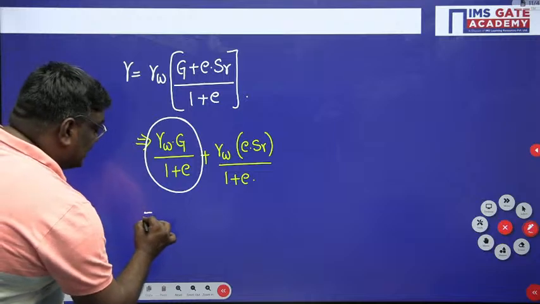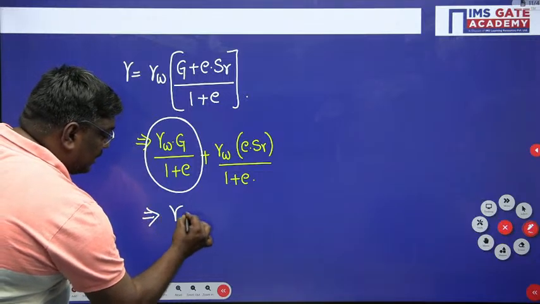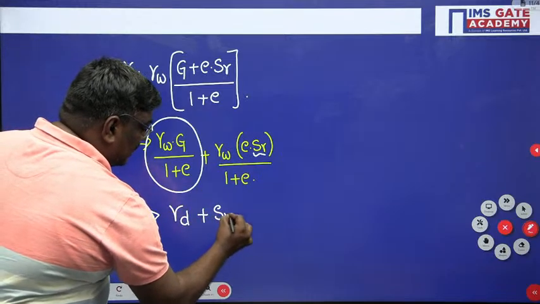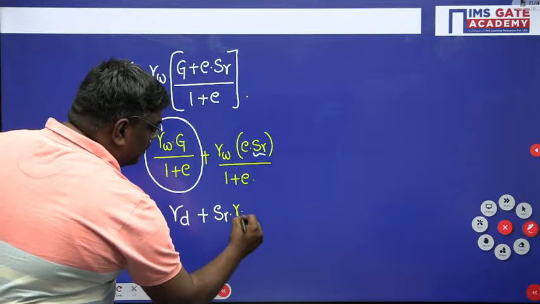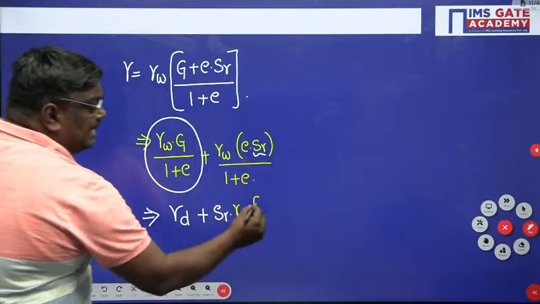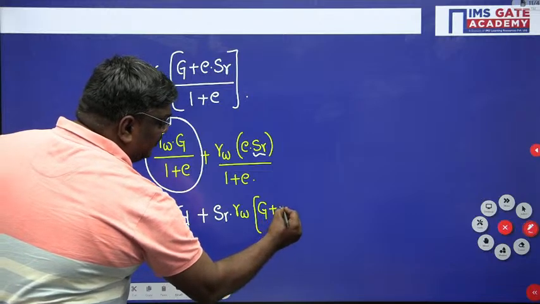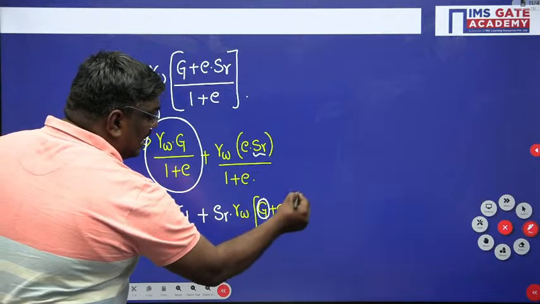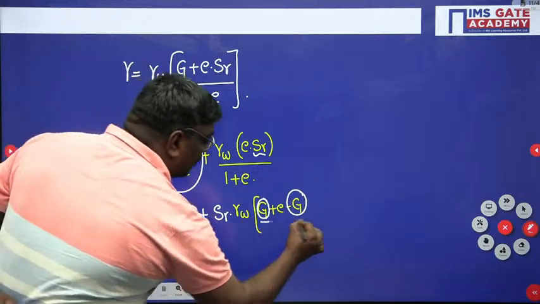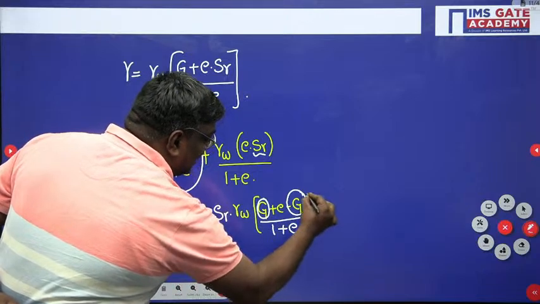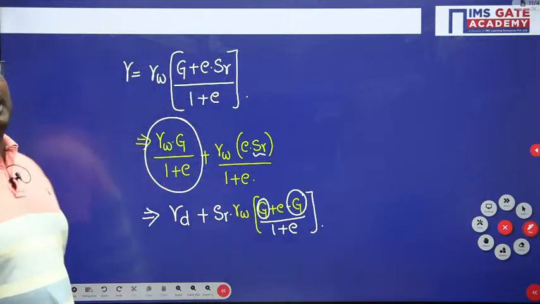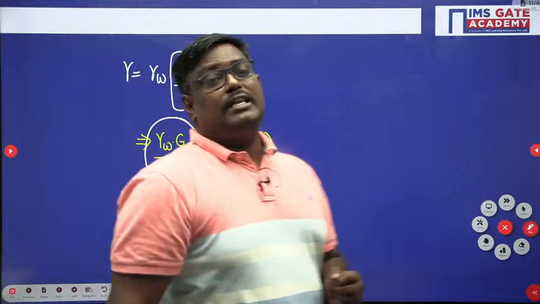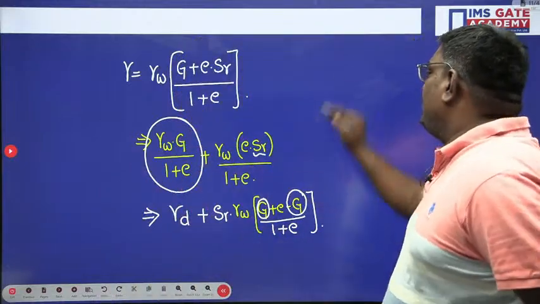So you can write this as gamma D plus, here see students, I will take this SR also common, SR into gamma W. Here, E can be written as G plus E, for easy calculation, minus G. What I have done is, I have added 1 G and I have subtracted 1 G upon 1 plus E. Please understand these terms. Any doubts you can ask me. Here I have just added the specific gravity and removed the specific gravity so that there is no change in the equation. For simplifying, I have done that.